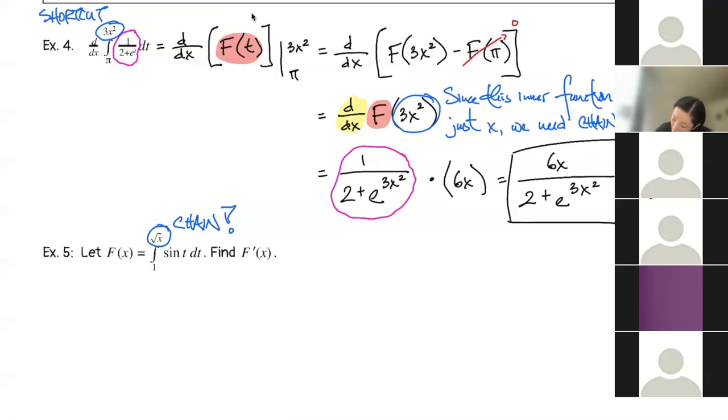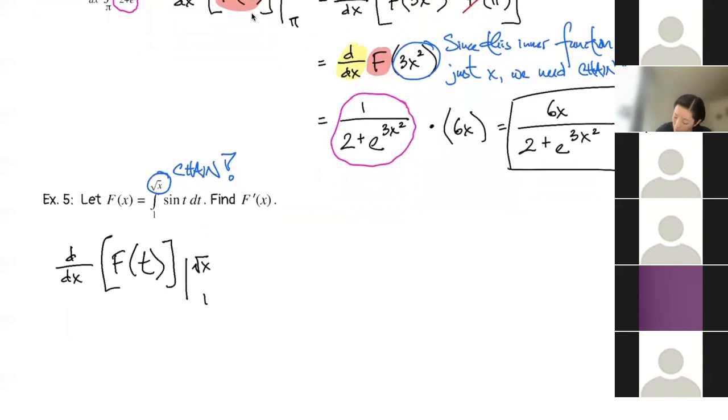This is asking us to find f prime of X. Well, f prime is another way of saying find that derivative of my f of t, where I'm plugging in square root of X and I'm plugging in 1. Okay. And so when I keep that derivative on the outside, I'm going to have f of square root of X minus f of 1.